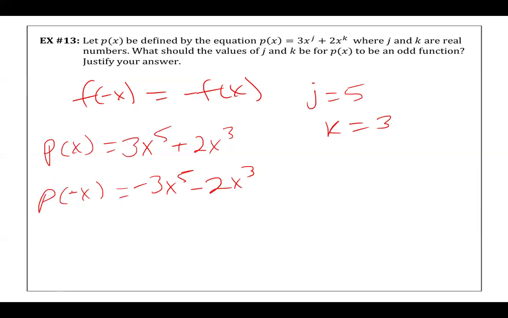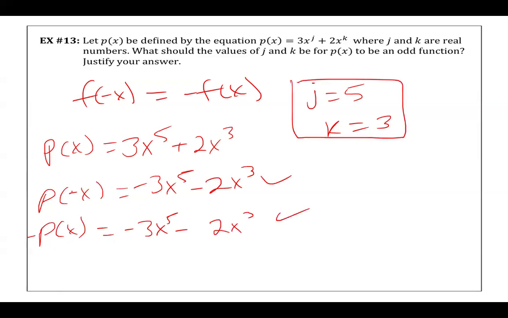And now if I found negative p of x, that means I'm changing the signs of each one of my terms, right? That's all you're doing when you're multiplying a function by a negative: changing the signs of all your terms. So we have negative 3x to the fifth minus 2x to the third. Does that work? Yes, they are equal. So possible values for j and k would be 5 and 3.